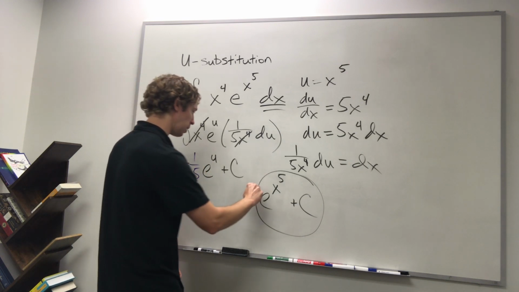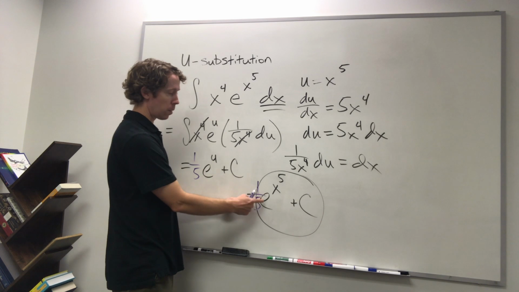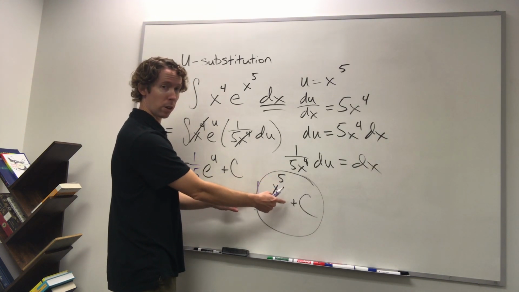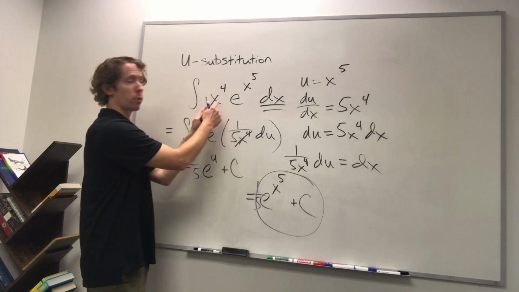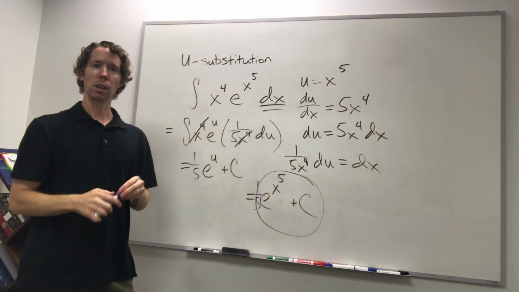It's a good thing I checked. Now the derivative is 1/5 e to the x to the fifth times 5x to the fourth. That 5 and this 1/5 cancel, and I'm left with x to the fourth times e to the x to the fifth, like I should be.